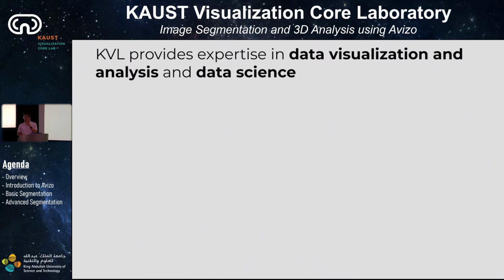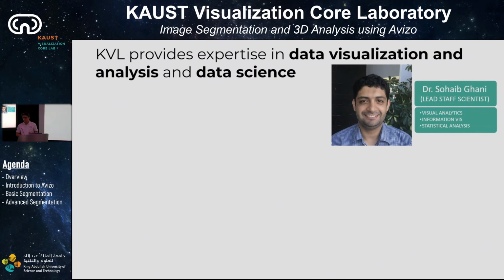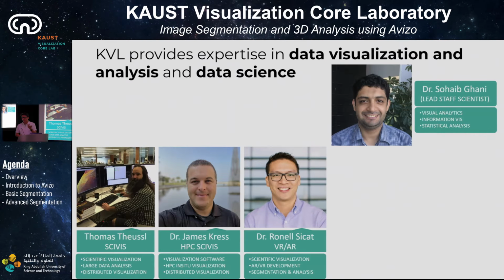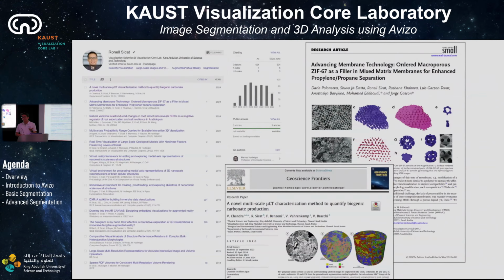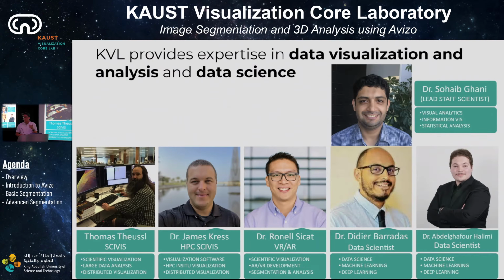So we have a scientist who is focused on information visualization. We have some scientists, so Tom, my colleague, James, who's managing stuff in the background, and me, we're working on scientific visualization and different specializations. And we also have data scientists who help KAUST researchers with data science, machine learning, deep learning stuff.